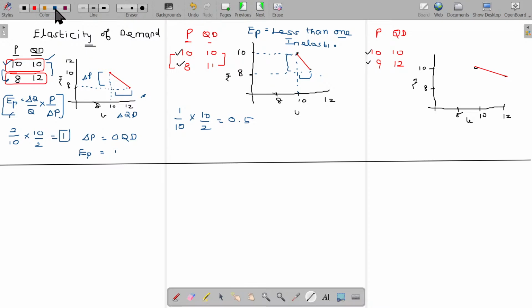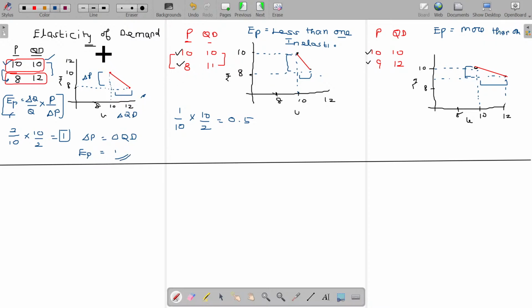Now I will connect this way also. Let's see. Okay. And this is another area. This price change is lesser, but quantity demanded changes will be higher. Then this will be named as elasticity of price more than 1. More than 1. And this will be named as elastic.